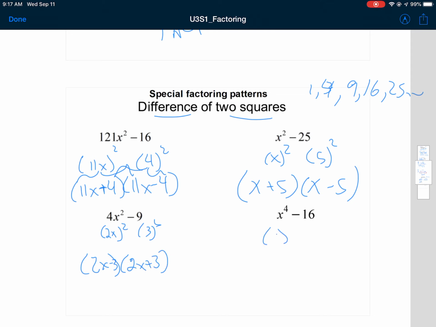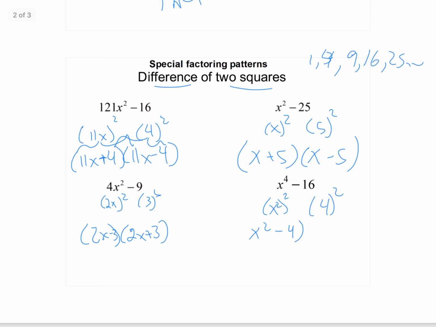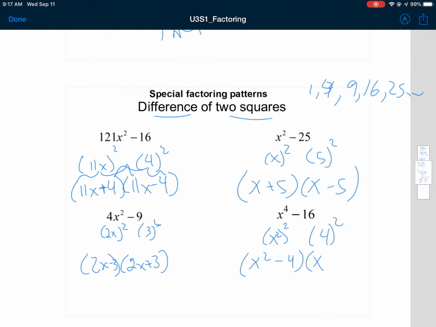Okay, you can even do it with a fourth power. And notice that these are perfect squares as well, and it's still the difference that can get factored more.